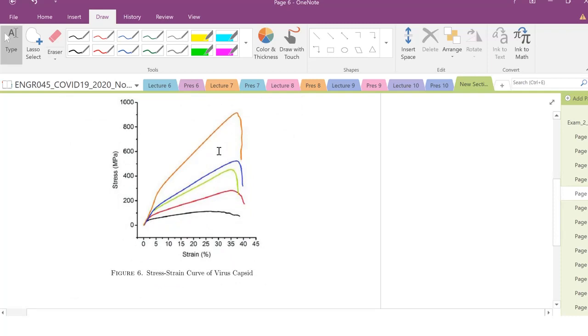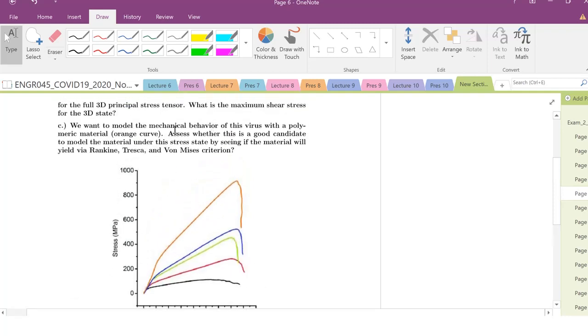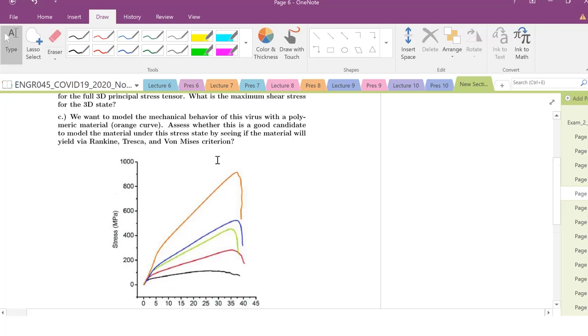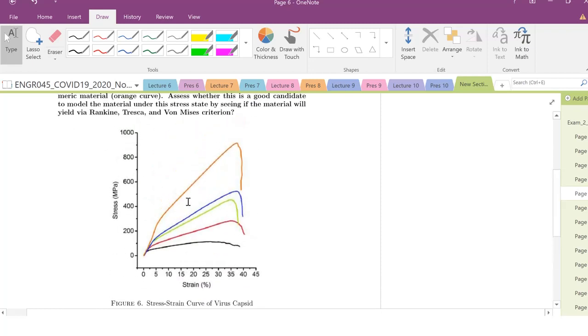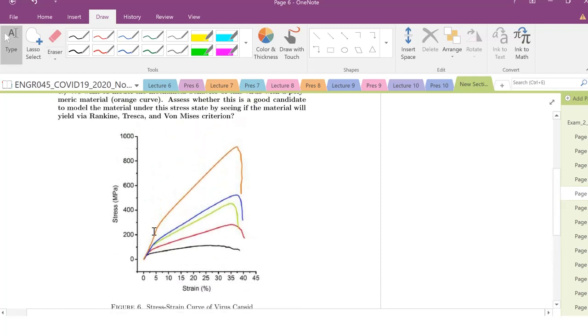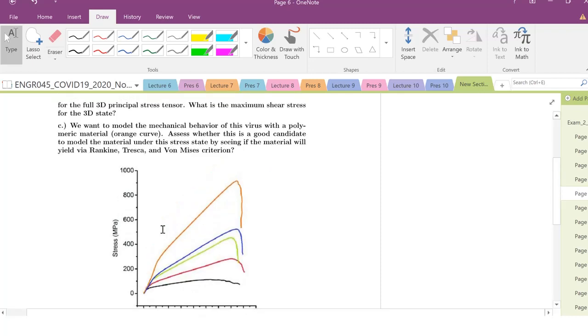So we need to figure out, we're trying to model this behavior, and we're trying to see, is this a good candidate to model the material under the stress state by seeing if the material yields via Rankine, Tresca, or von Mises criteria. So all we're doing here, what is the yield stress? When we're dealing with Rankine, Tresca and von Mises criteria, let's write those and remind ourselves of what those criteria actually are again.